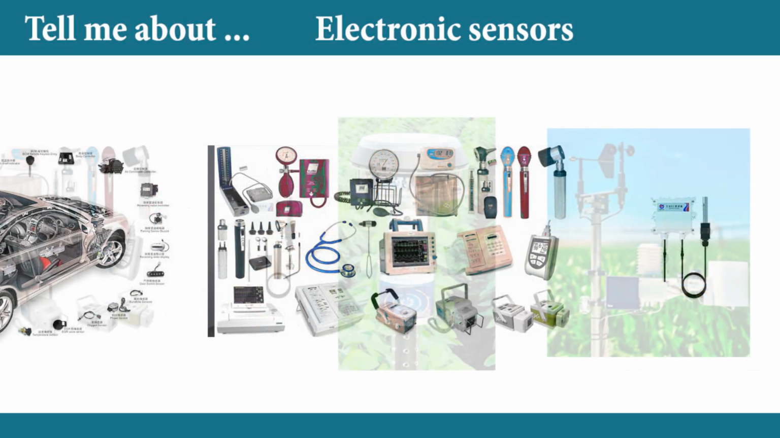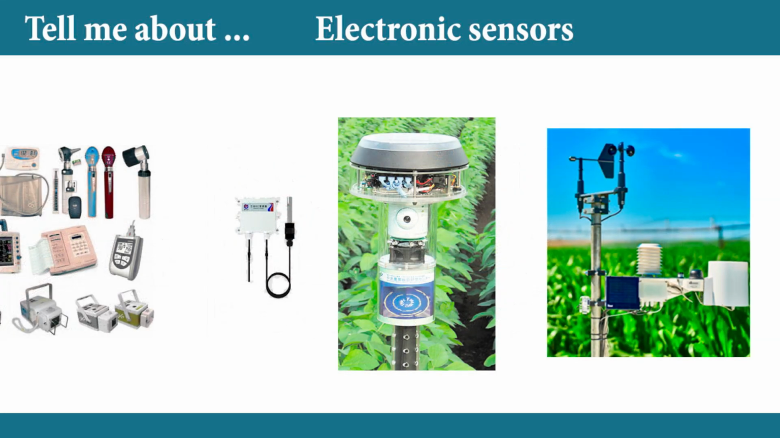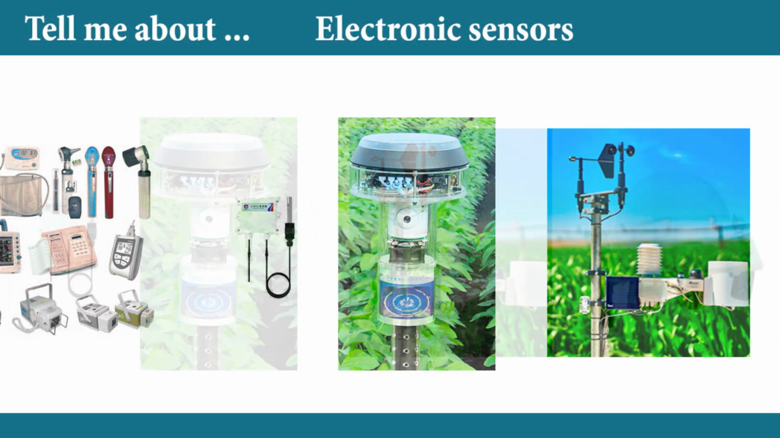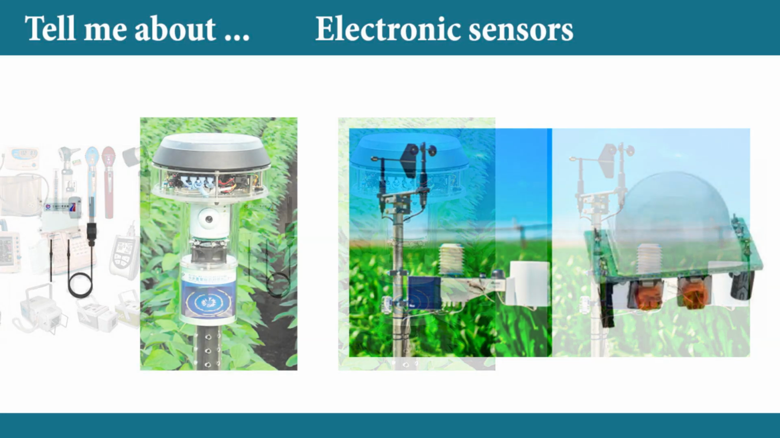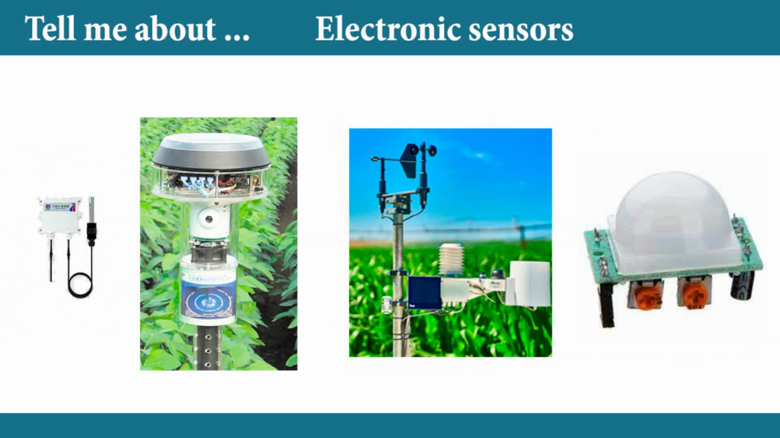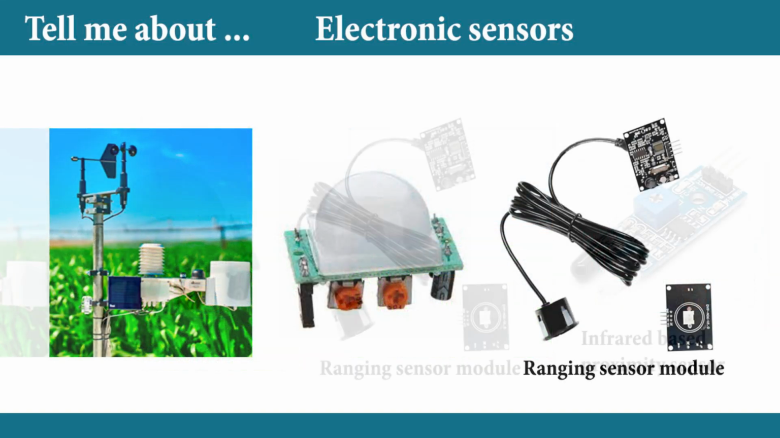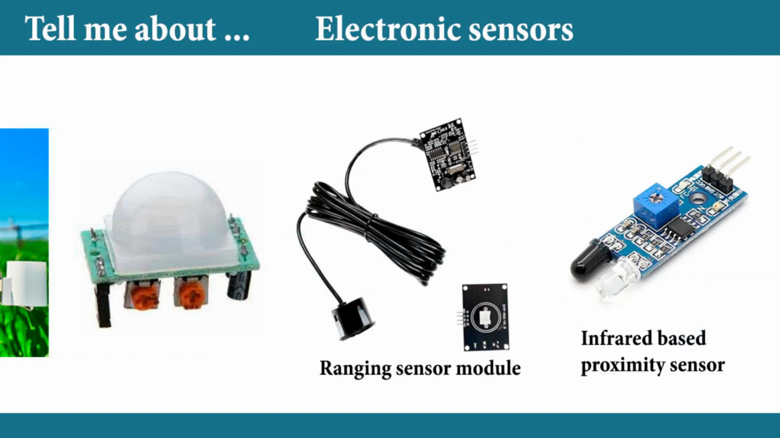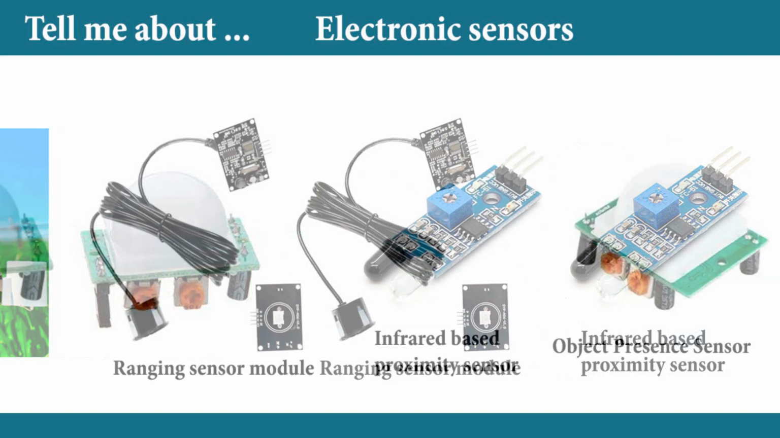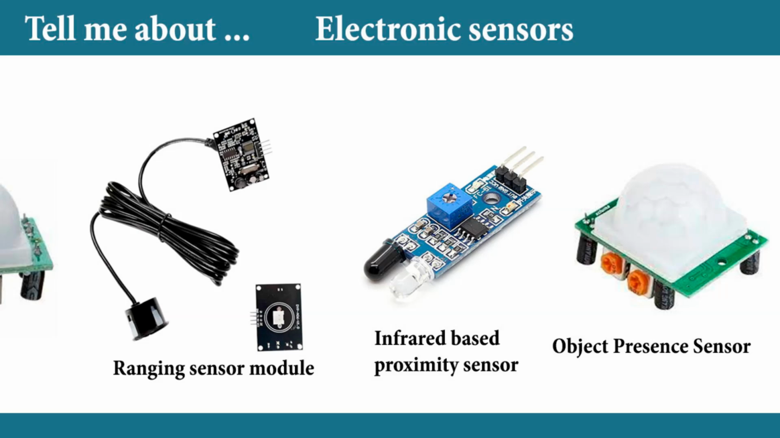Electronic sensors are foundational components in modern technology, enabling a wide range of applications by providing real-time data and insights into the physical world. Object presence sensors. An object presence sensor is a type of sensor used to detect the presence or absence of an object within a certain area or proximity. These sensors work by using various technologies such as infrared, ultrasonic, capacitive, inductive, or optical methods to identify when an object is within the detection range.